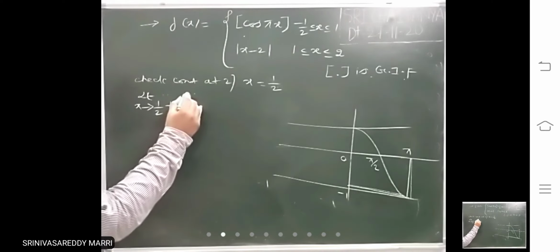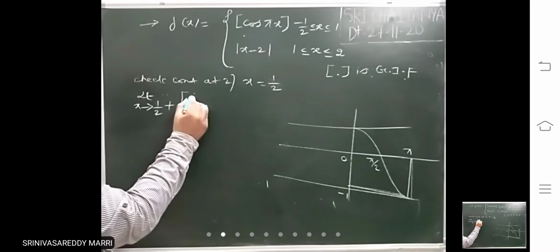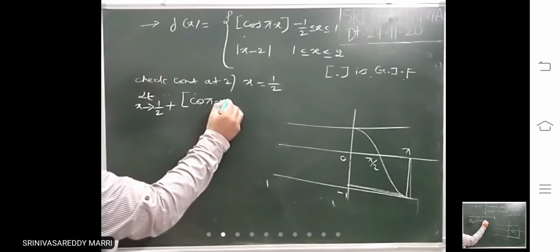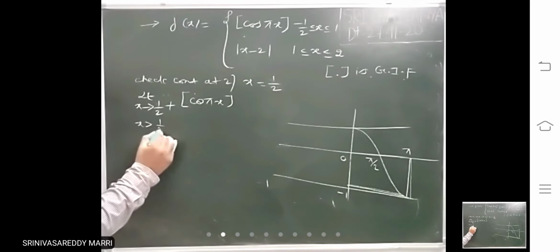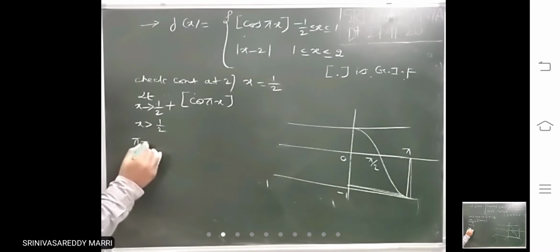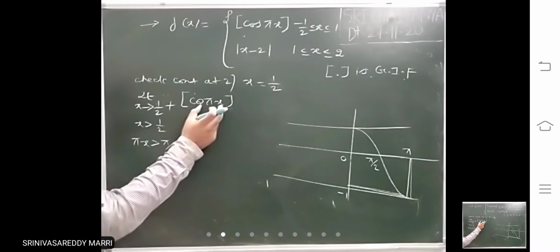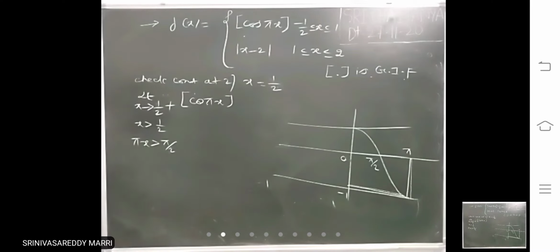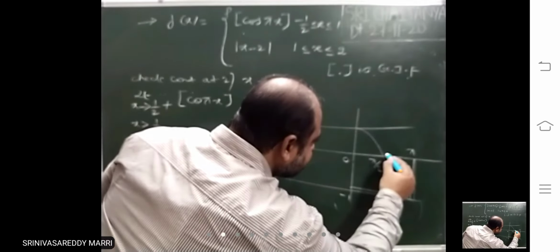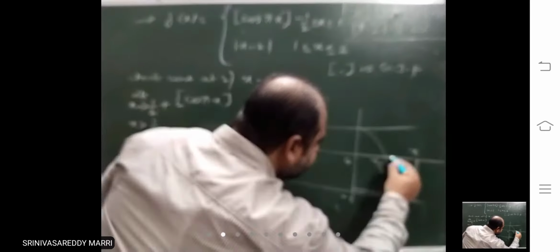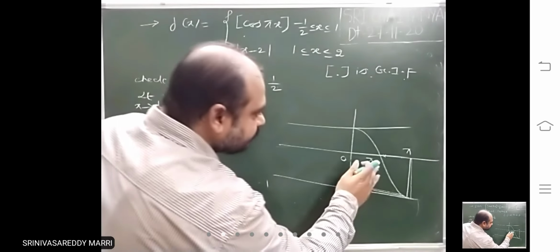1 by 2 plus, just greater than 1 by 2. This is pi x. This means what? Actually x greater than 1 by 2. This angle is there. Multiply with pi. This angle is just greater than pi by 2. Just greater than pi by 2 means where it is? Here, look at it.